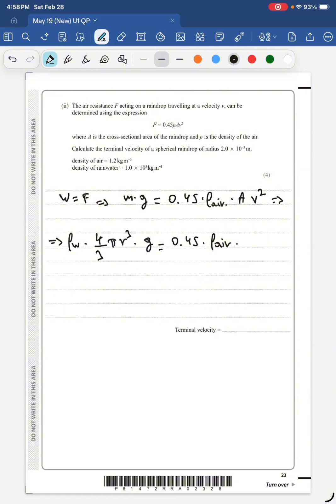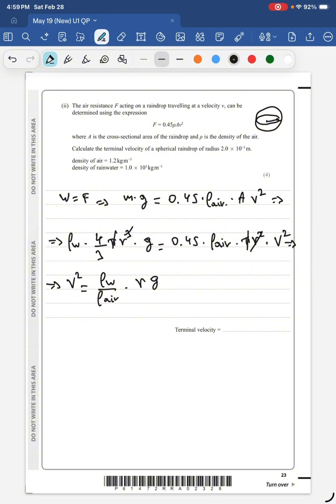When we have a raindrop, which is spherical, the cross-sectional area is simply the area of the circle, right? So pi r squared is what we have to use, times v squared. I hope all this makes sense. We can make some cancellations. Pi goes away, r squared goes away, and we're left with just r. So v squared, notice how I am not plugging in numbers, is rho water over rho air times r times g.